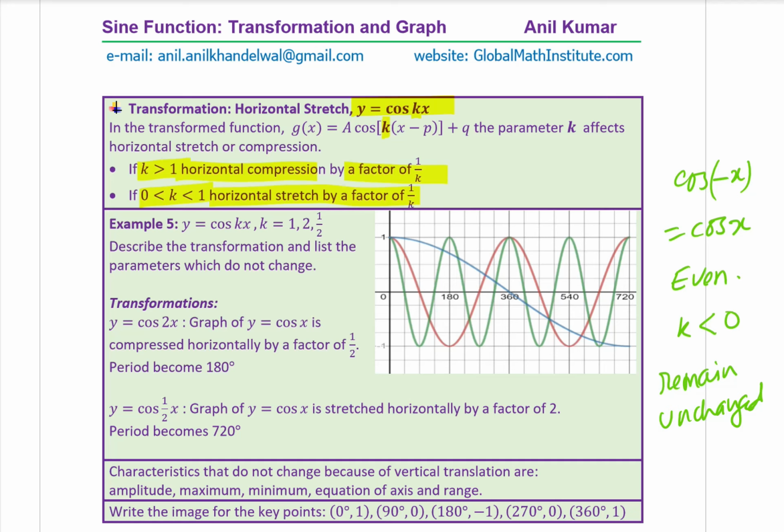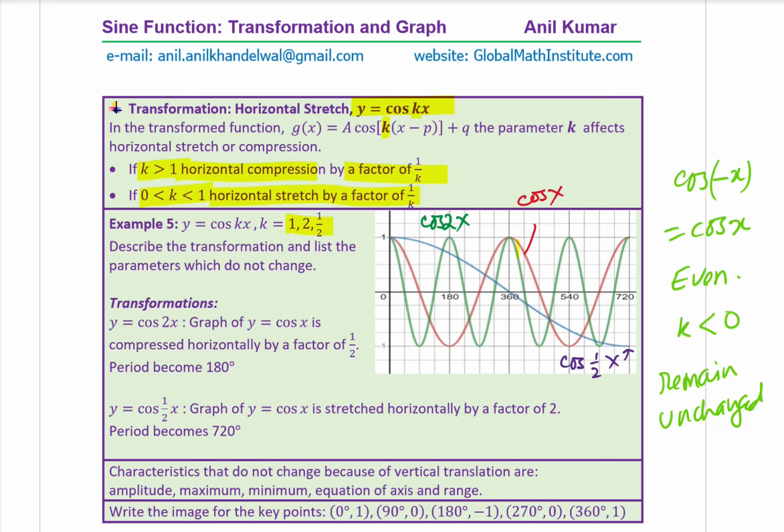So here we have 3 examples. We have taken the value of k as 1, 2, and half. 1 is by default the cos function with a period of 360 shown in red in this particular case, right? So the graph in red is shown for cos of x. The graph which is in green is the graph of cos of 2x. And the blue graph is the graph for cos of half x.